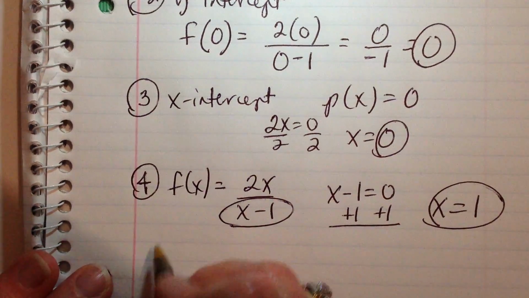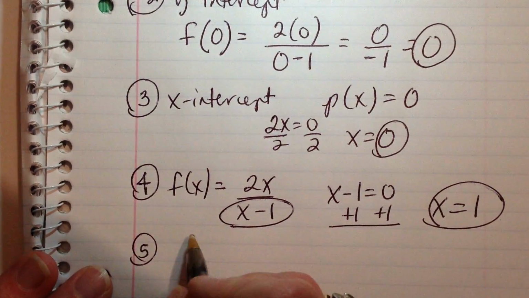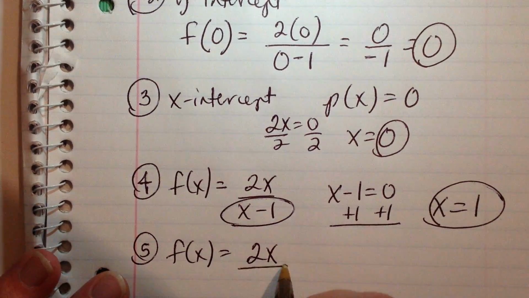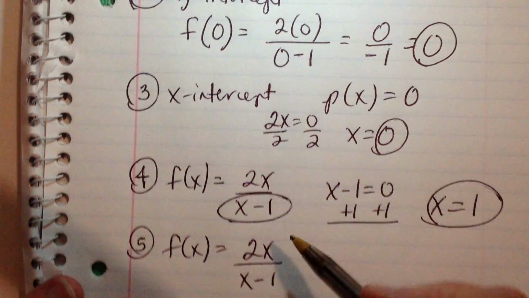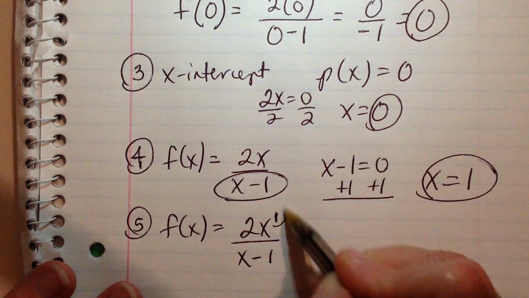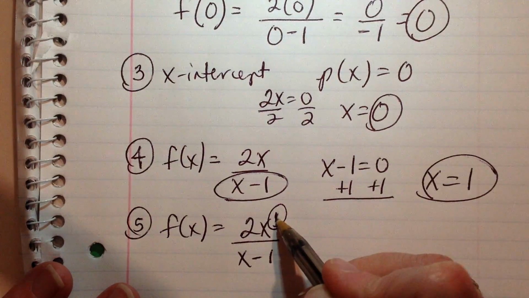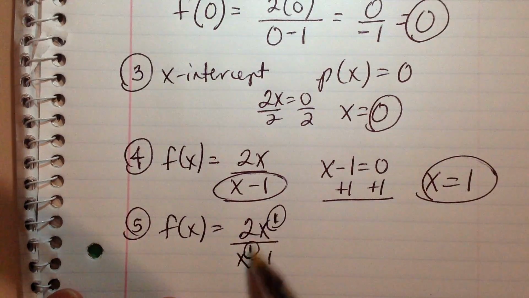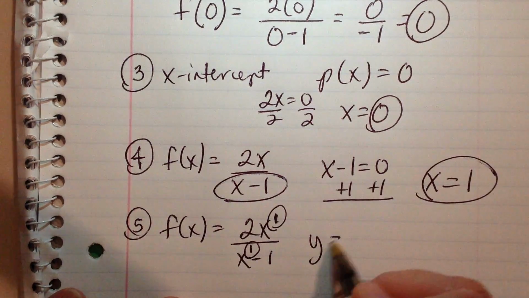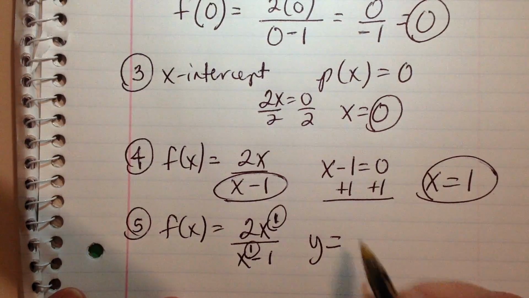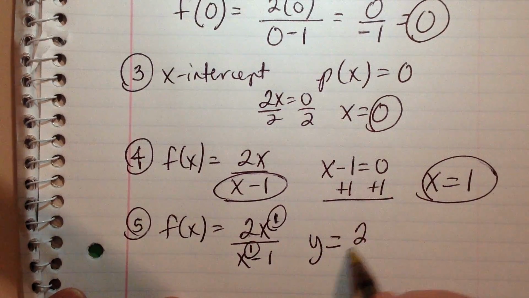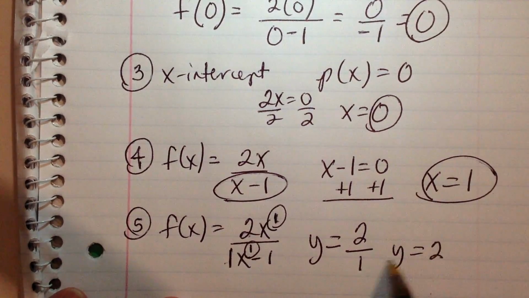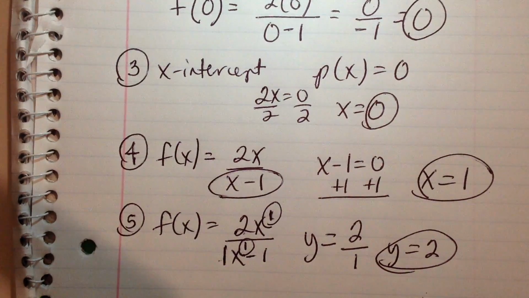Next, let's find the horizontal asymptote. To find your horizontal asymptote, you look at the degree in the numerator and the degree in the denominator. The degree in the numerator is 1, the highest exponent of the variable. The degree in the denominator is also 1. When they're the same, don't we set y equal to coefficient divided by coefficient? The coefficient in the numerator is 2. The coefficient of the variable in the denominator is 1. Therefore, y equals 2 is your horizontal asymptote.